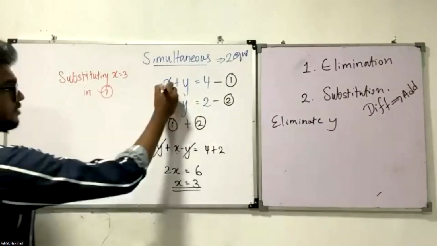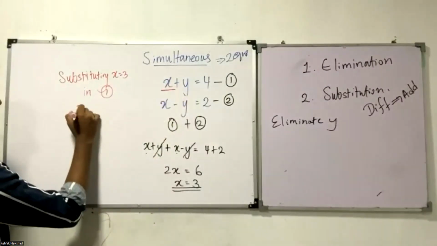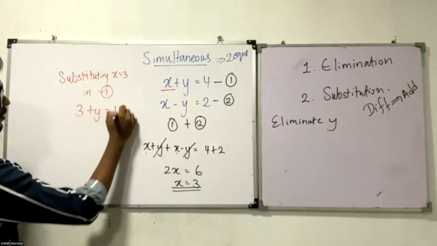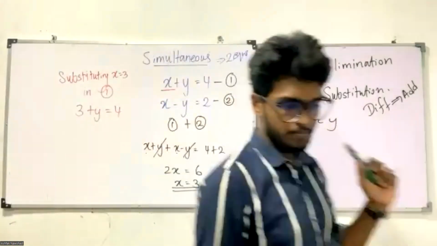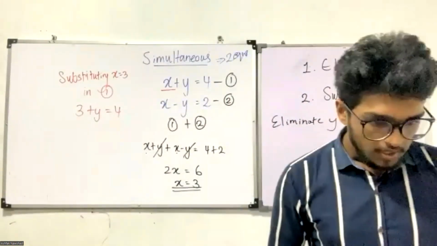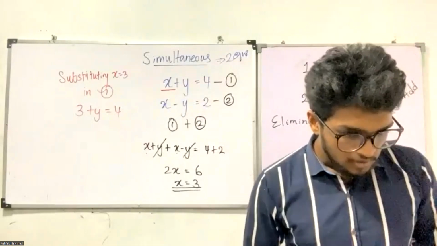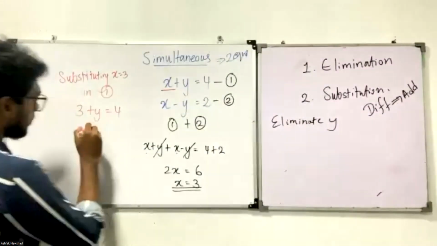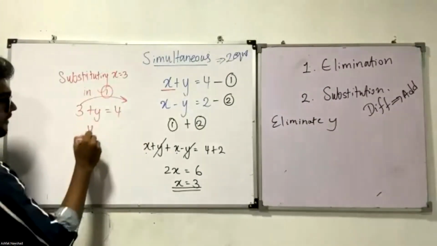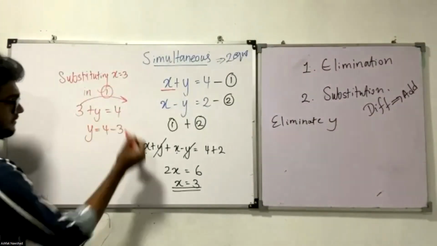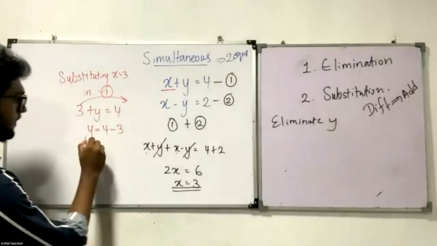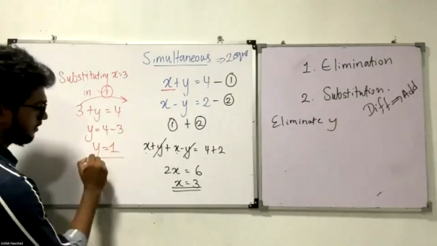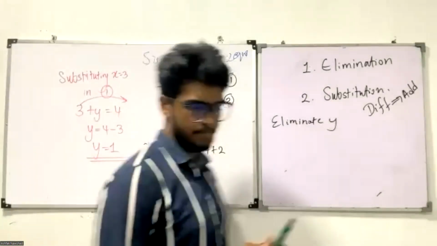That's the second step. If I substitute x with 3, 3 plus y is 4. Now what kind of equation is this? It's simple, so I'm going to easily find y. y is 4 minus 3. y is 1. x is 3 and y is 1.